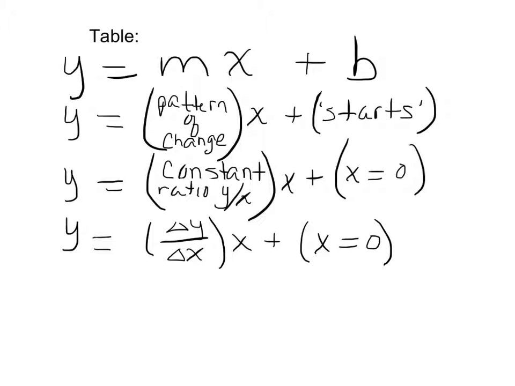And again, when we've been analyzing our tables, when we're looking for the constant ratio, remember we were just looking again for the change in the y value over the change in the x value. That was our constant ratio. And we're focusing on the point, the place in our table where the x value is 0. That's going to be our y-intercept.